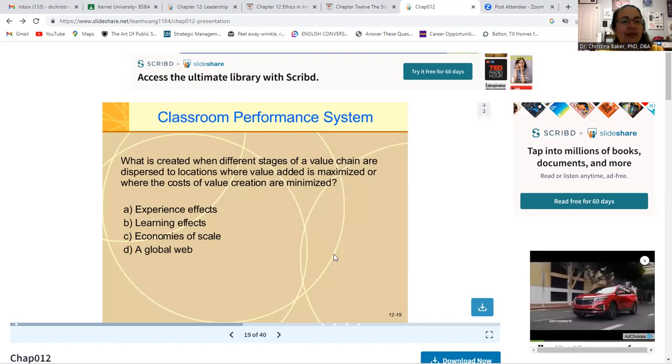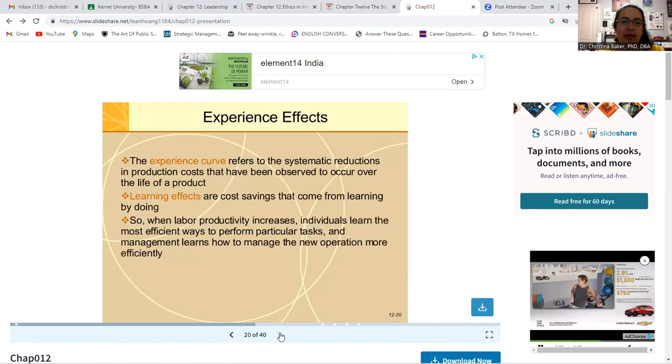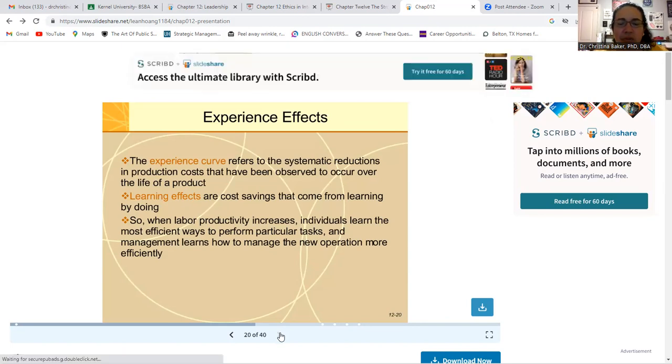Do you think it's experience effects, learning effects, economies of scale, or global web? Okay, experience effects. Good job. The experience curve refers to the systematic reductions in production cost that have been observed over the life of a product. We have learning effects, or cost savings that come from learning by doing. So when labor productivity increases, individuals learn the most efficient ways to perform particular tasks, and management learns how to manage a new operation more efficiently.